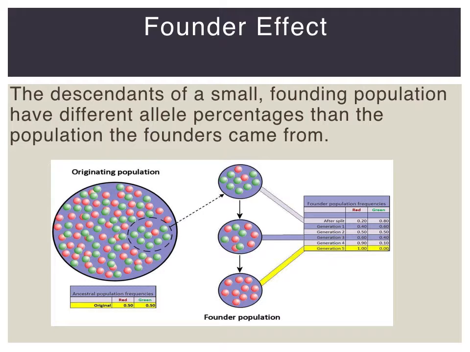Founder effect is another random drive of evolution. Founder effect is when you have descendants of a small founding population that have different allele frequencies than the population the founders came from. So here we have an originating population. If we were to take a random sample of that originating population, by chance it could have a different allele frequency than the originating population, leading to a difference in the allele percentages from the founding population.